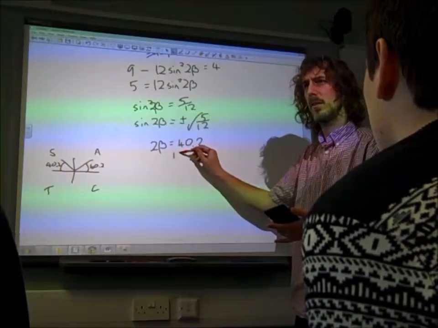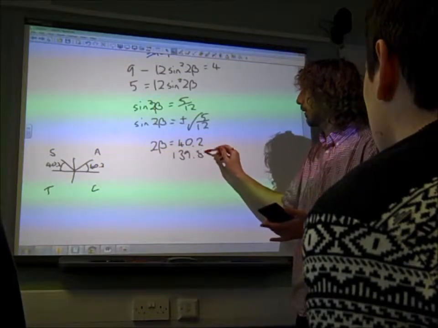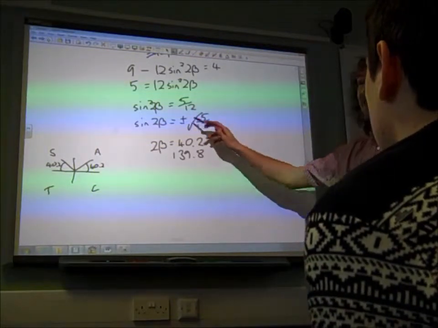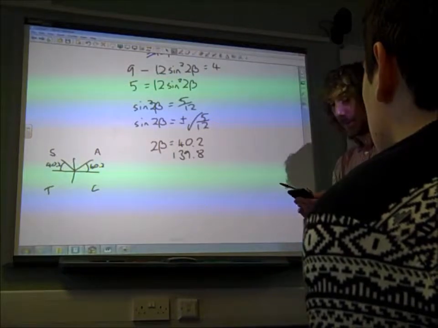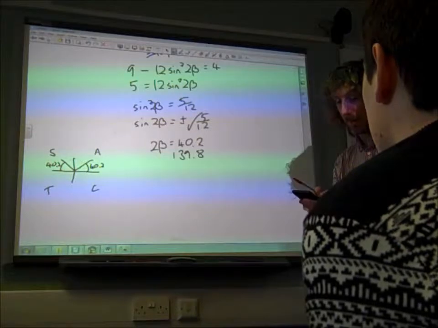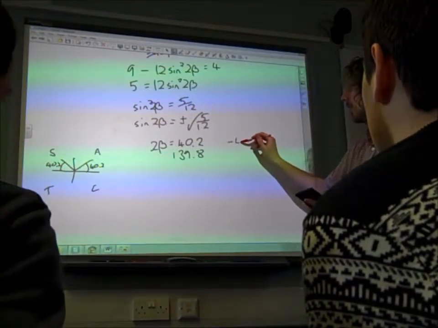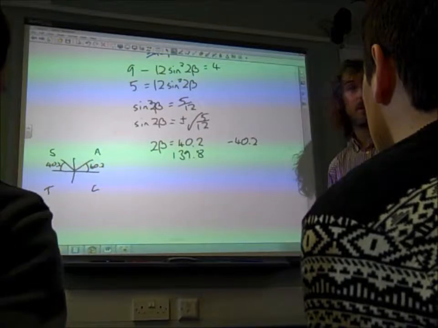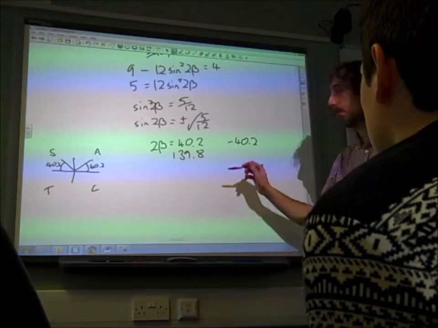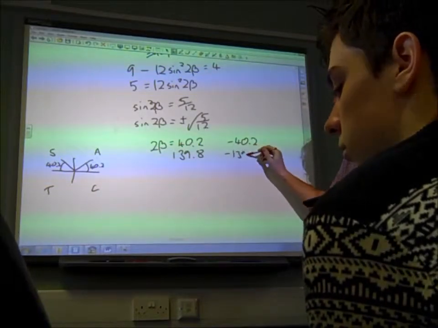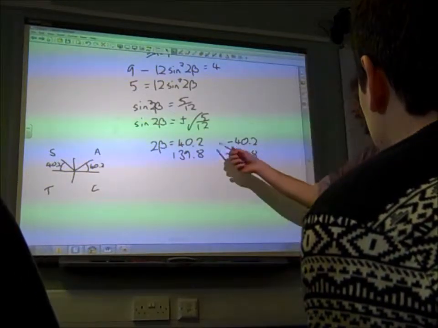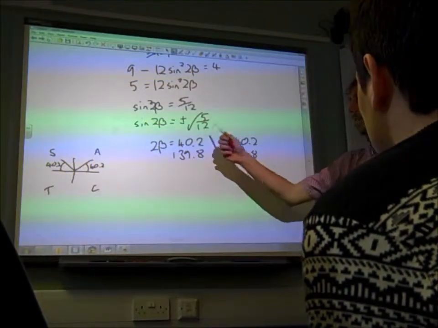Is that right? If we take the negative square root, then the negative square root is going to give us values that are outside the range, isn't it? It's going to give us minus 40.2, and the other value would be minus 139.8. We're only considering values in the range 0 to 90, so we don't need to worry ourselves about these at all. So we're dealing with these two.